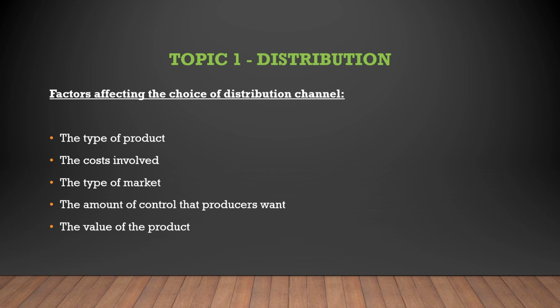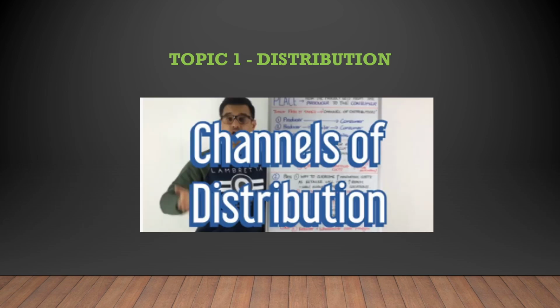The factors affecting the choice of the distribution channel. Essentially, these would be evaluation points. It depends on the type of product. It depends on the costs involved. It depends on the type of market. It depends on the amount of control that producers want. And it depends on the value of the product. For a further recap on channels of distribution, click the card up there.